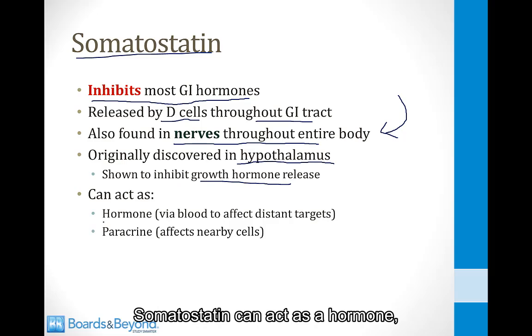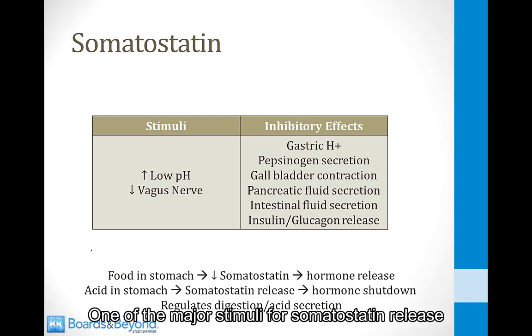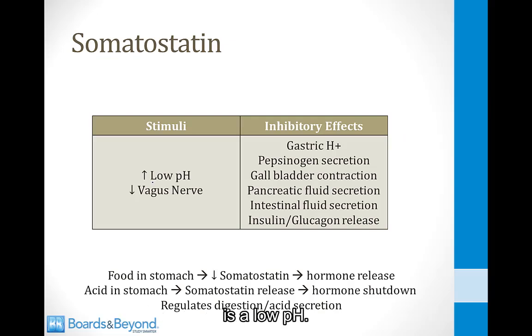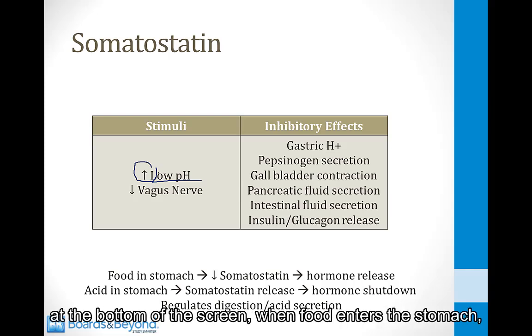Somatostatin can act as a hormone. It can be released into the blood and affect distant targets. It also often functions as a paracrine, which means it affects nearby cells from where it is released. One of the major stimuli for somatostatin release is a low pH. When the pH is low, that increases the amount of somatostatin which is released, and I've described how this aids in digestion at the bottom of the screen.